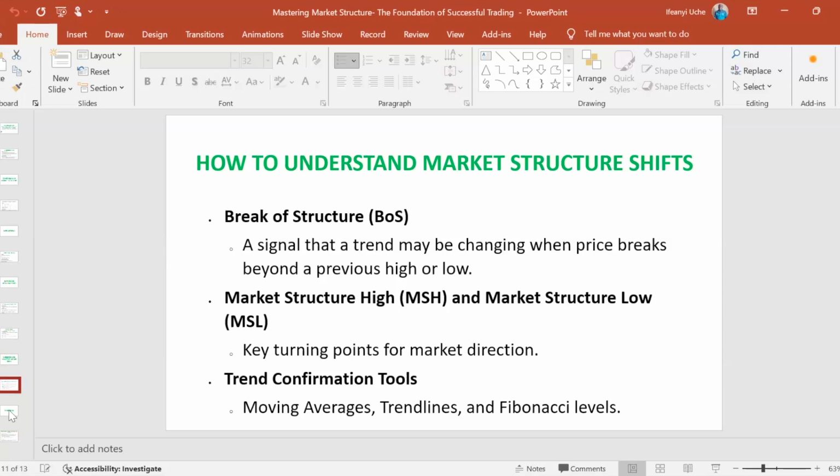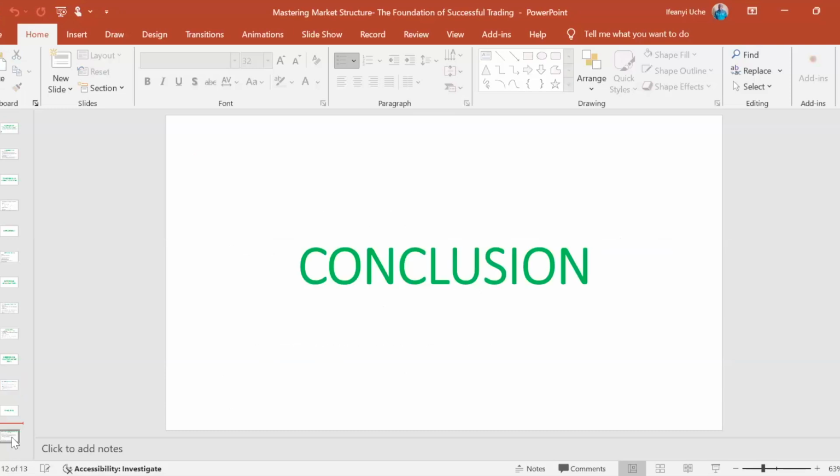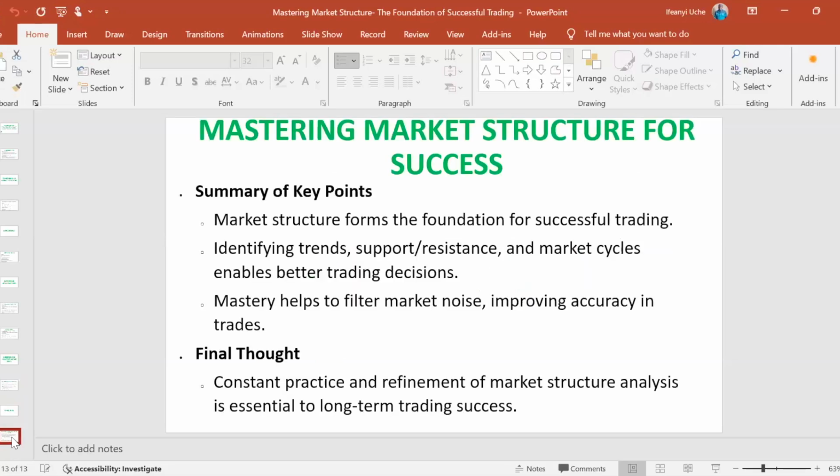At this point, let me conclude before the questions. Let's look at the summary of today, mastering market structure for success. One, market structure forms the foundation for successful trading. Two, identifying trends, support, resistance, and market cycles enables better trading decisions. I believe you understand these explanations today. And mastery helps to filter market noise, improving accuracy in trades. So all of you, if you understand this, you'll see that the fear of missing out will disappear.